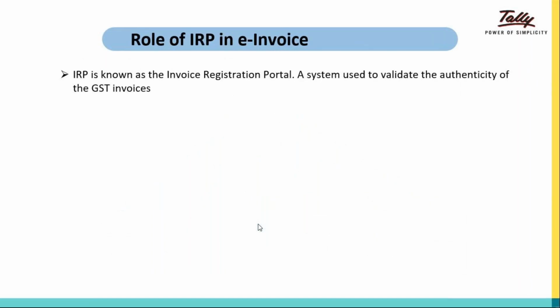Okay, now let us see the role of IRP in e-invoice. So I pretty much explained what is IRP. So again, that is what is being repeated here. So IRP is also known as your invoice registration portal, a system used to validate the authenticity of the GST invoices. So which invoices? Again, I'm repeating, it is the B2B invoice and B2G invoice. Only these two invoices, not your B2C invoice.